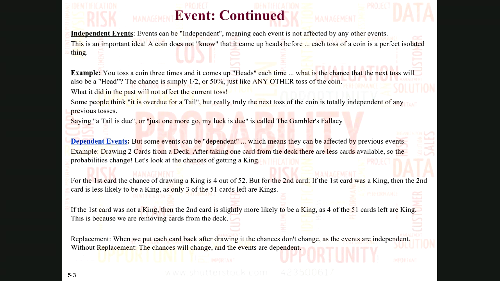Everybody get that? Because when you toss a coin, it doesn't matter what you tossed 10 times before, 20 times before. It's still an independent event. But some people think it's overdue for a tail. But really, truly, the next toss of the coin is totally independent of any previous tosses. Saying a tail is due or just one more go, your luck is due, is called gambler's fallacy.